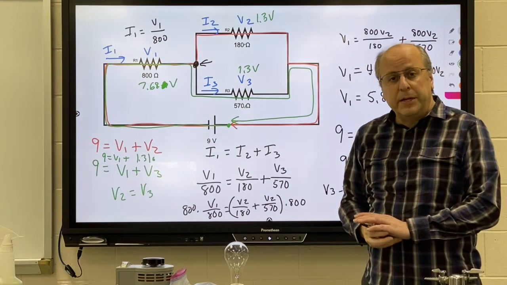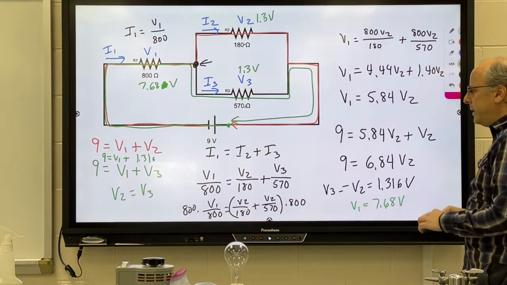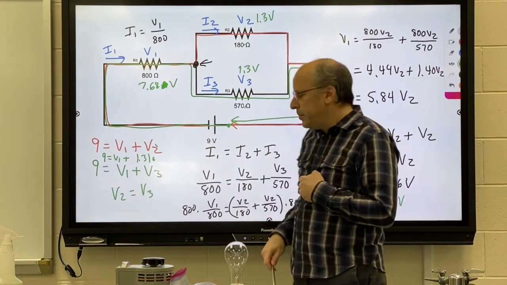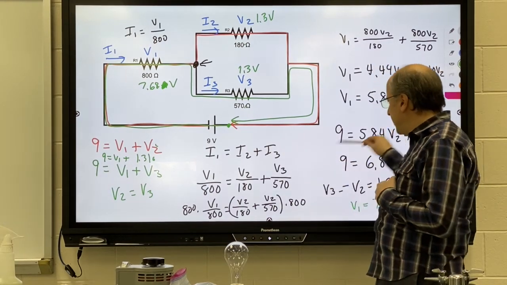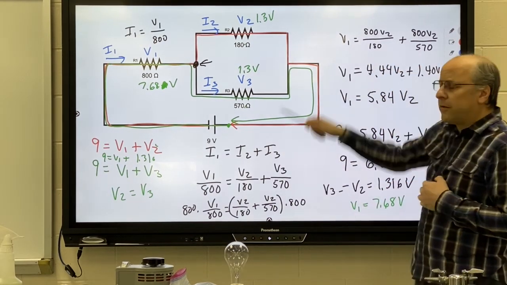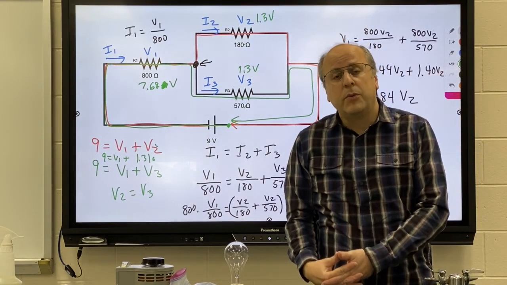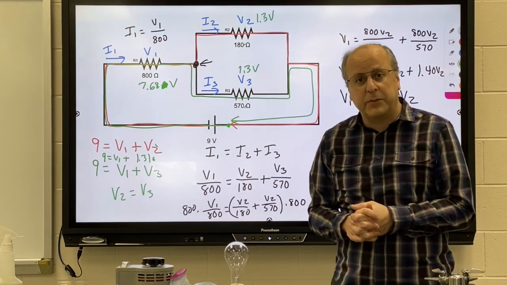Okay, so a little bit more challenging than things we've done before, but hopefully you see how we progressed. We did a loop, we did a loop, we did a junction. We then did some algebra and figured out our voltages. We used our voltages to get our currents. We can use our voltages and currents to get power if that is something we need to find.